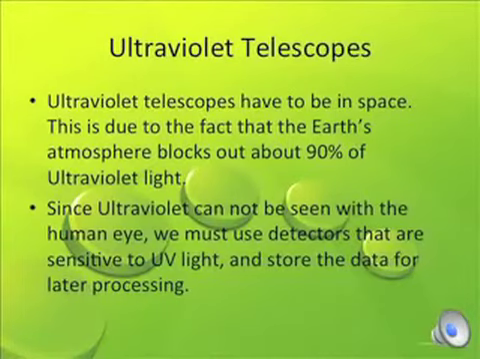Since most of the UV radiation that hits our atmosphere is absorbed before it gets to the ground, most UV telescopes are in space. And another reason that they're in space is that there's a lot of UV light pollution from people, mostly drug smokers, who use black lights to make things look more interesting. And since we cannot see this light, we must use detectors that are sensitive to the light, which store the data, which can then be processed for human viewing.